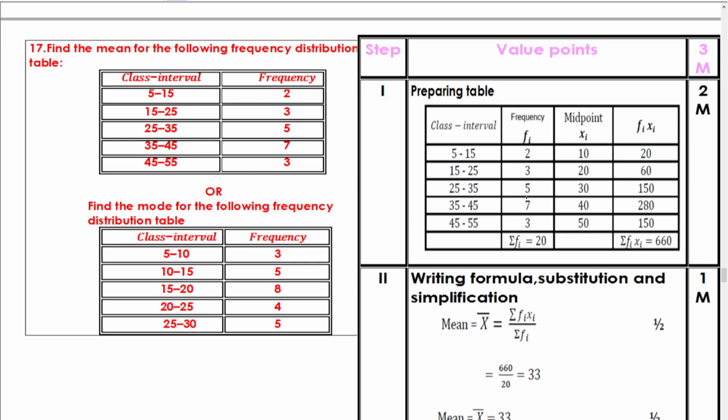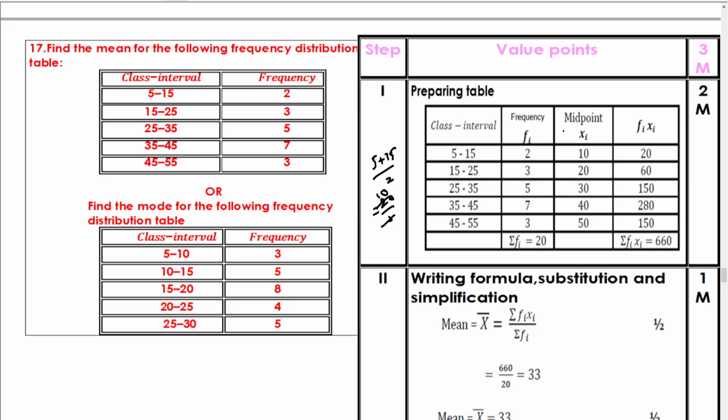Now prepare the midpoint: lower limit plus upper limit upon 2. Lower limit is 5, upper limit is 15, upon 2. 15 plus 5 is 20 upon 2, which is 10. The class height is 10. Therefore, you will get the first one as 10. Go on adding 10, because you need not add and divide again and again: 10, 20, 30, 40, 50.